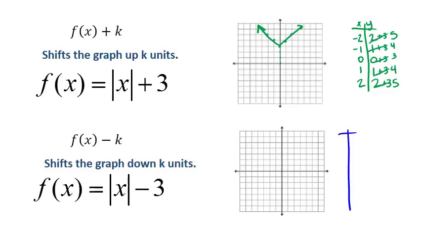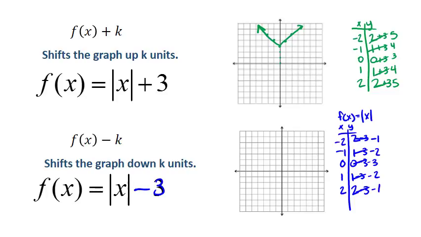If we have that parent table, it allows us to clearly see how those values change. Remember, this table came from finding f of x equals the absolute value of x. Now I'm shifting down 3 units. Down affects the y values. So I'm going to subtract 3 from every y value. That now gives me values of negative 1, negative 2, negative 3, negative 2, and negative 1.